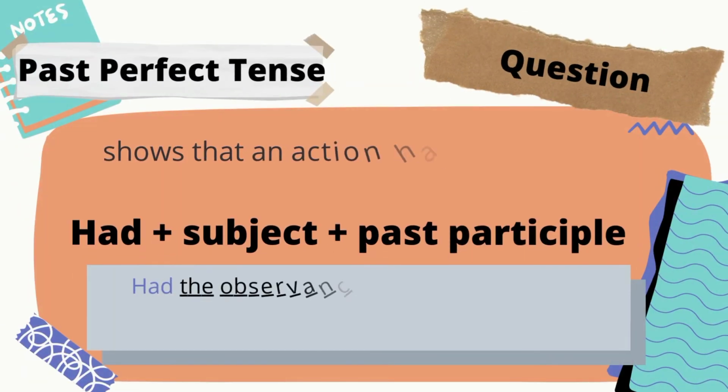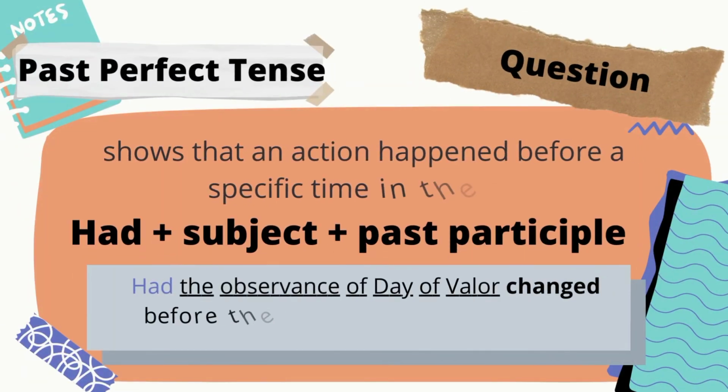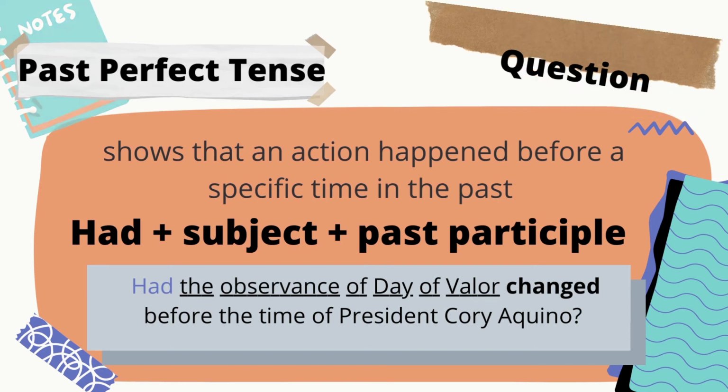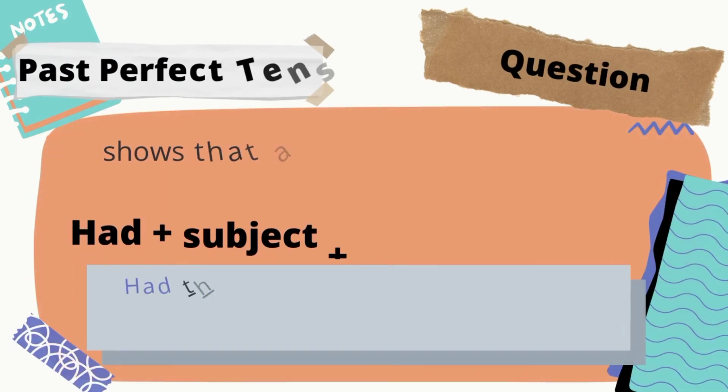For asking a question in the past perfect tense, follow the formula: had plus subject plus past participle. For example, had the observance of Day of Valor changed before the time of President Cory Aquino? In this sentence, we start with had, the subject, which is the observance of Day of Valor, plus the past participle of the verb, which is changed.